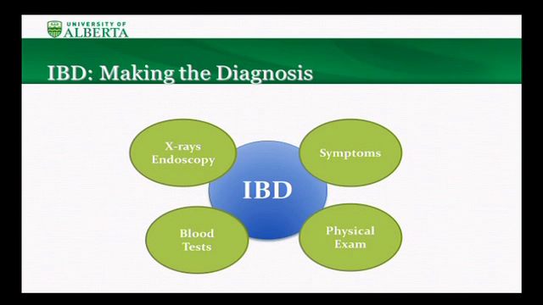So up on the screen you should see 4 green balls and 1 big blue ball. The blue ball is inflammatory bowel disease. The green balls are the symptoms, which come from your history, the physical exam, which comes from when you see your doctor, the various blood tests, and then a combination of the X-rays and endoscopy. And only when all of these are completed does your doctor make that diagnosis of either ulcerative colitis, affecting the large intestine only, or Crohn's disease, which affects both large and small intestine.